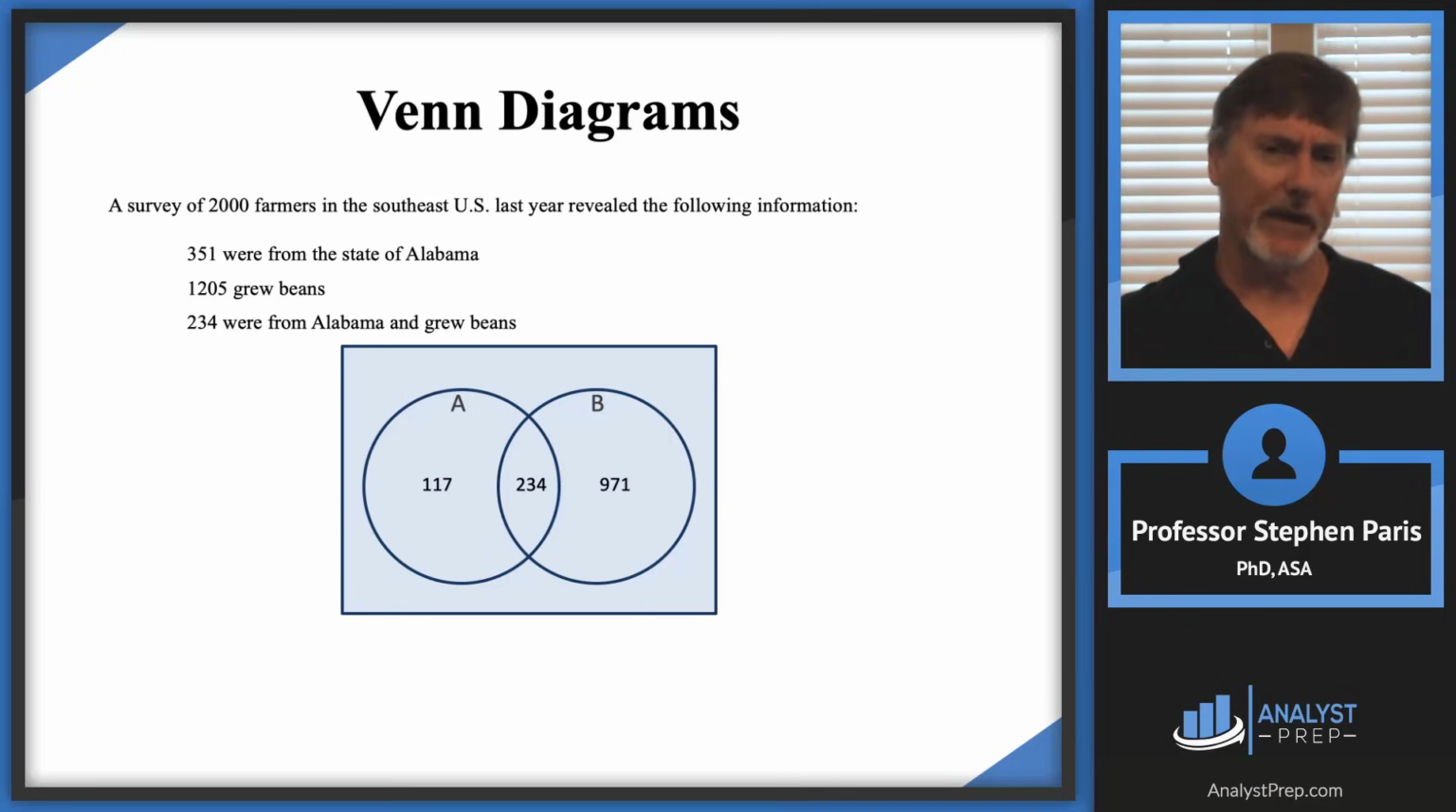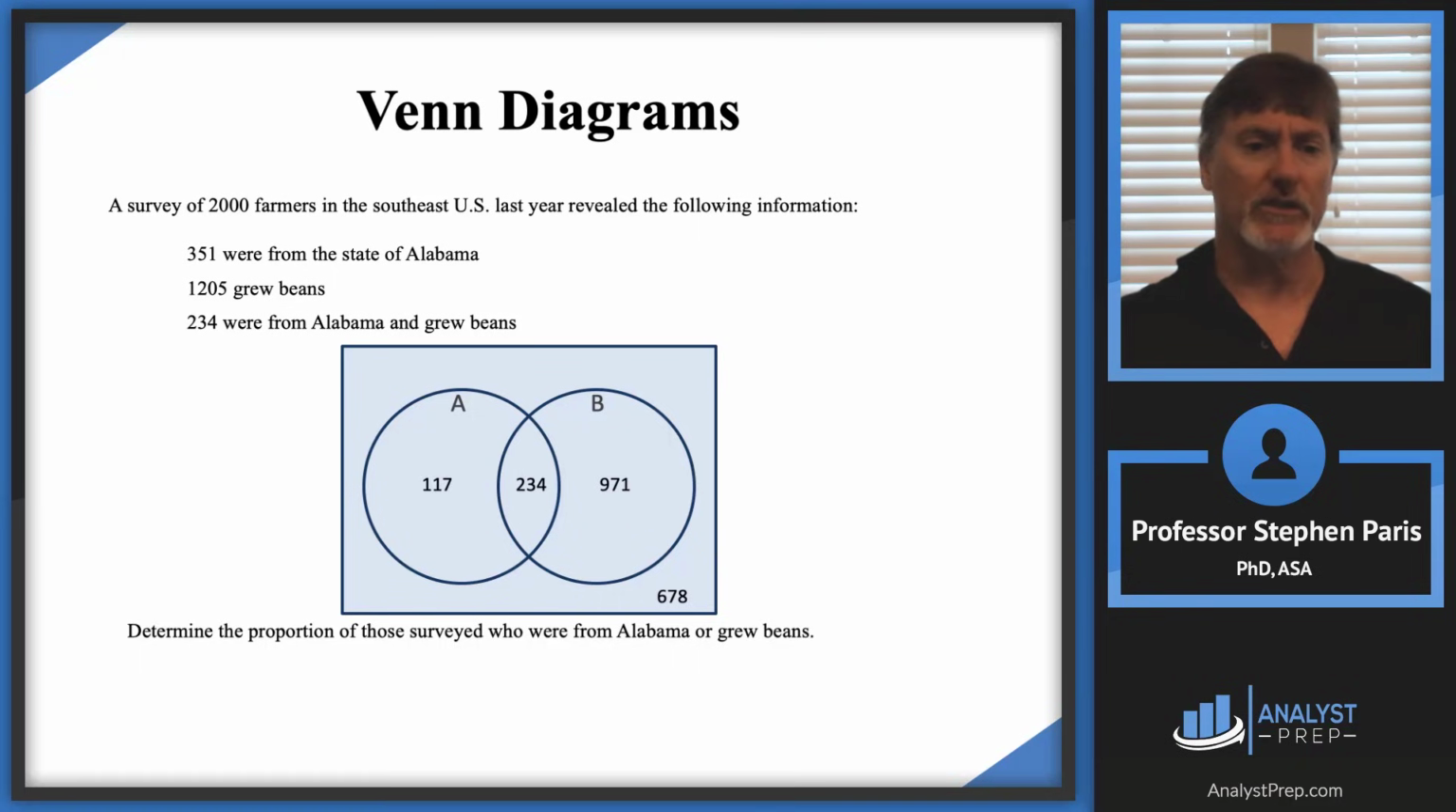And then be careful here, you always have to account for everybody. So there were 2,000 farmers, but if you add up the 117, the 234, and the 971, you don't get 2,000. And so that difference there of 678 are farmers that are not in set A. That's the number of outcomes not in A and not in B also.